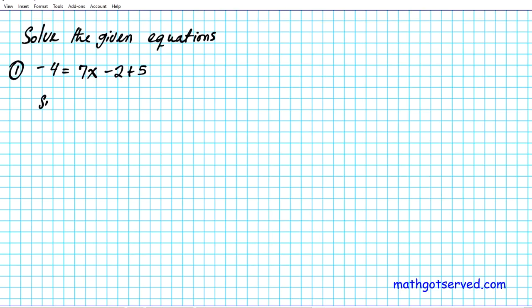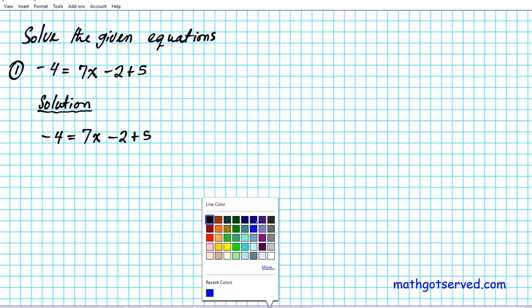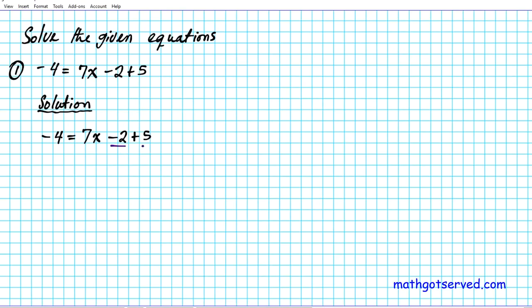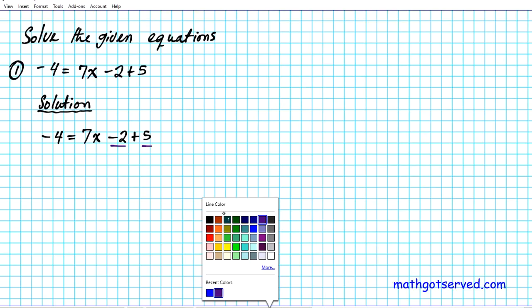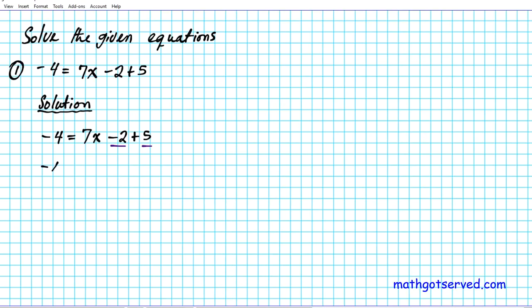Alright, so let's go ahead and solve this. Now remember, we have achieved the solved state when the variable is isolated. So the goal here is to get x by itself. To get started, we're going to combine like terms where possible. We can see that we have two constants on the same side, -2 and 5. Those two can be combined. So -4 equals 7x. Signs are different. You subtract and keep the sign of the bigger, plus 3.